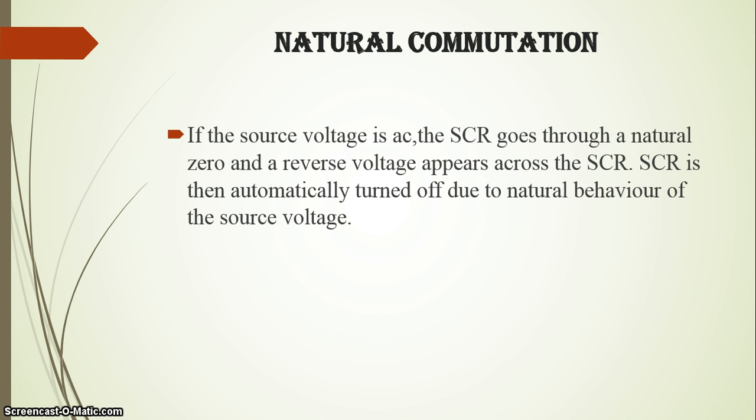Natural commutation. If the source voltage is AC, the SCR goes through a natural zero and a reverse voltage appears across the SCR. The SCR is then automatically turned off due to the natural behavior of the source voltage.